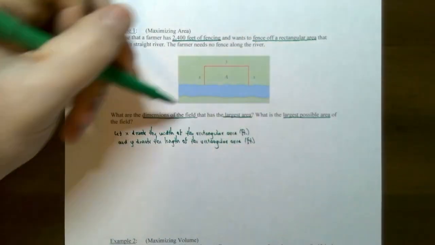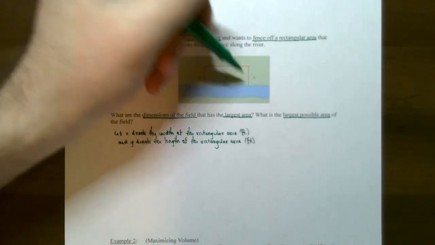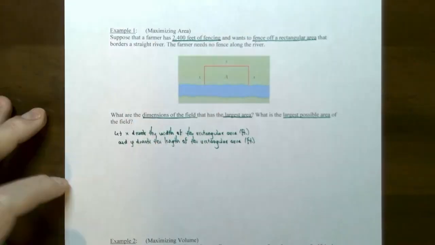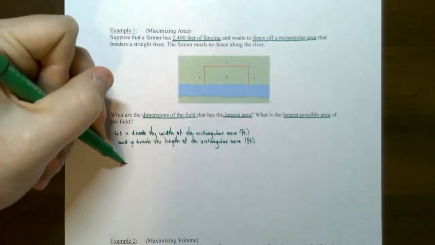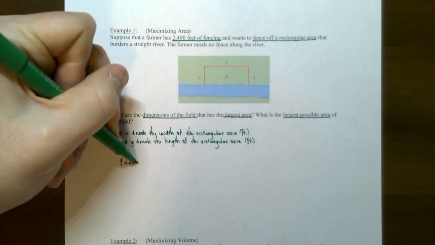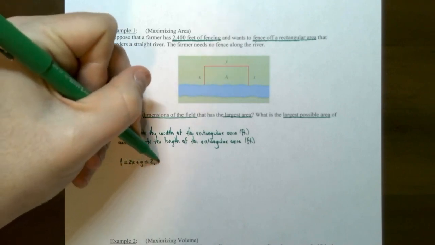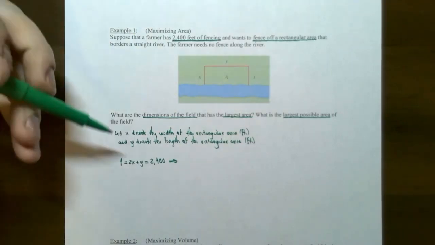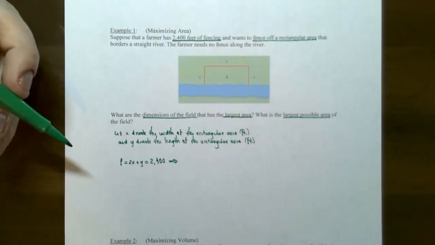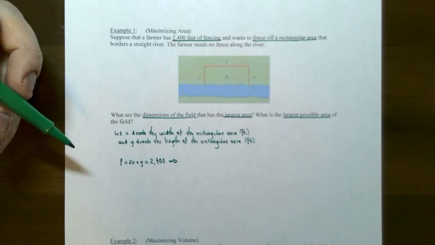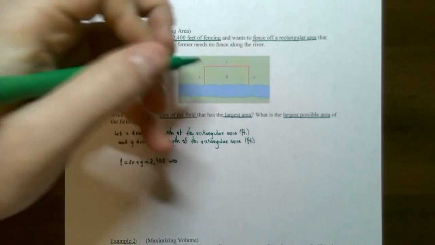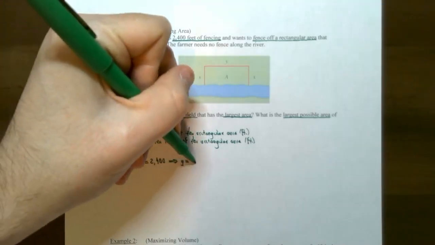Notice that if you add these three sides of your diagram, so width, and then one length because the other side is facing the river, the perimeter is 2x plus y equals 2,400. Now, keep in mind, we want the function we want to optimize, or find the maximum or minimum, in terms of one variable. So let's try to get rid of the y variable. y is equal to 2,400 subtract 2x.